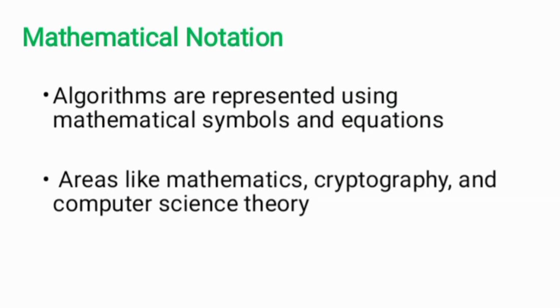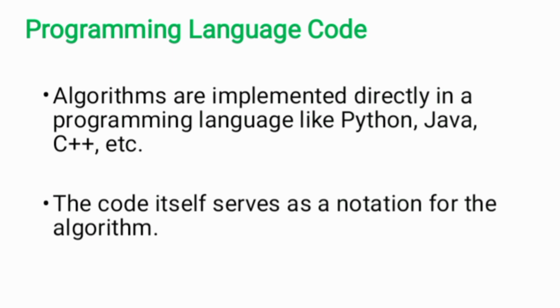Mathematical notation. Some algorithms are represented using mathematical symbols and equations, especially in areas like mathematics, cryptography, and computer science theory. Programming language code. In many cases, algorithms are implemented directly in a programming language like Python, Java, C++, etc. The code itself serves as a notation for the algorithm.